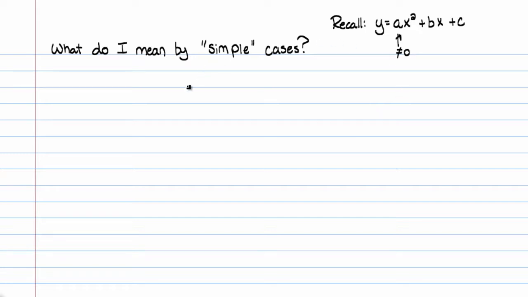The simple cases are cases where we are asked to graph something like y equals ax squared, or possibly y equals ax squared plus c. Essentially, the simple cases are anything without the middle x term. So what do I mean by simple cases? Really, where b is equal to 0. And what we're going to do is investigate these kind of slowly.